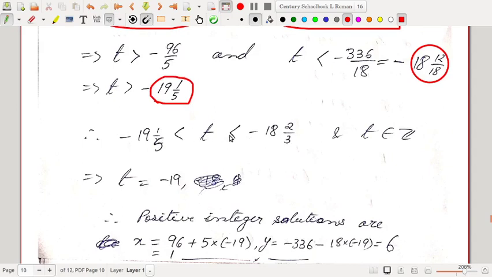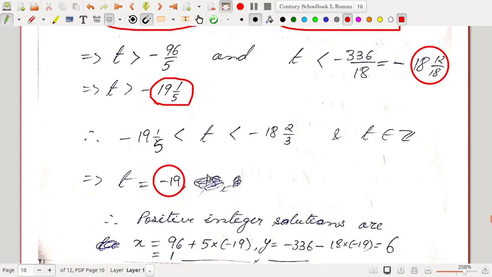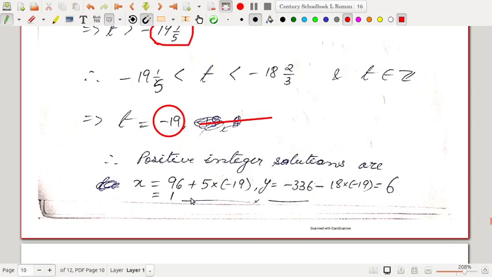But t is an integer, so what is the integer which lies between these two values? Only minus 19. Minus 18 doesn't lie between these two. I had written it earlier but I had cut it here. Minus 18 is actually greater than minus 18 point something. So only one positive integer solution exists, corresponding to t equal to minus 19. So what is that solution? x equal to 1 and y equal to 6. This is the solution.